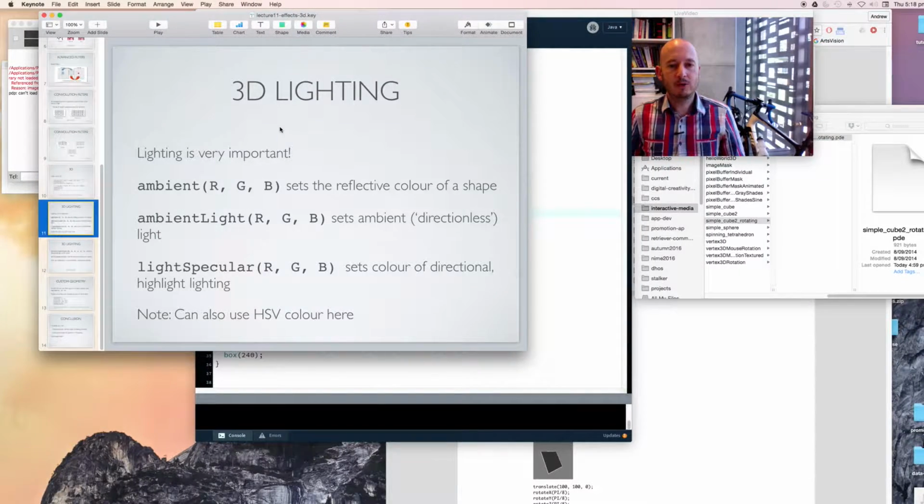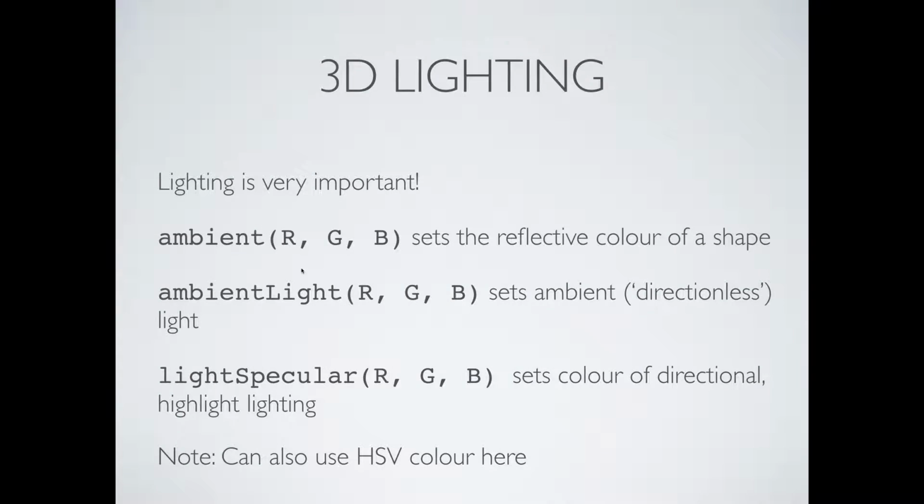When you start messing around with 3 dimensions, you'll start to realize that lighting is very important. If you get the lighting wrong, you often will be drawing things in a 3D scene, but you won't be able to see them because the way you've configured the lighting is incorrect. So it's good to start thinking about lighting in 3 dimensions.